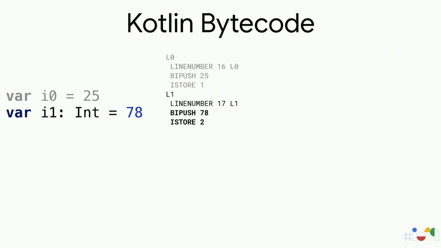We're not using type inference. We've actually said, no, we want you to be an int. We're going to assign you the value of 78. Same thing happens. We're going to push a 78 extended to an integer onto the stack. We're going to pull that off, store it into the second integer variable.